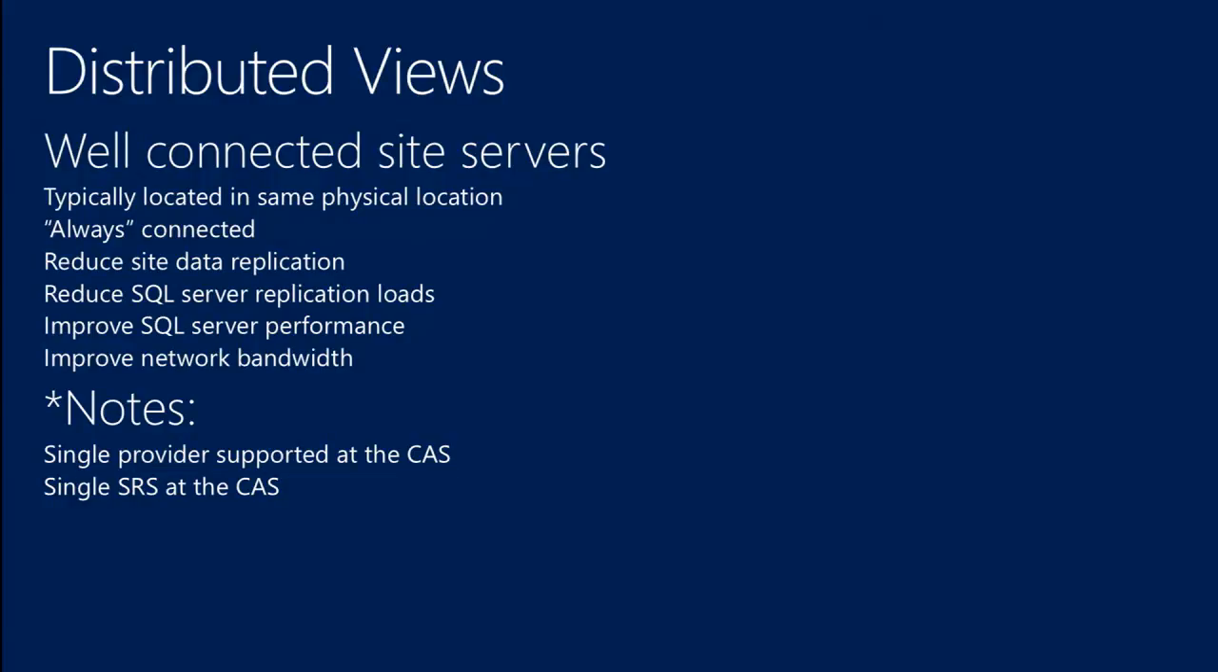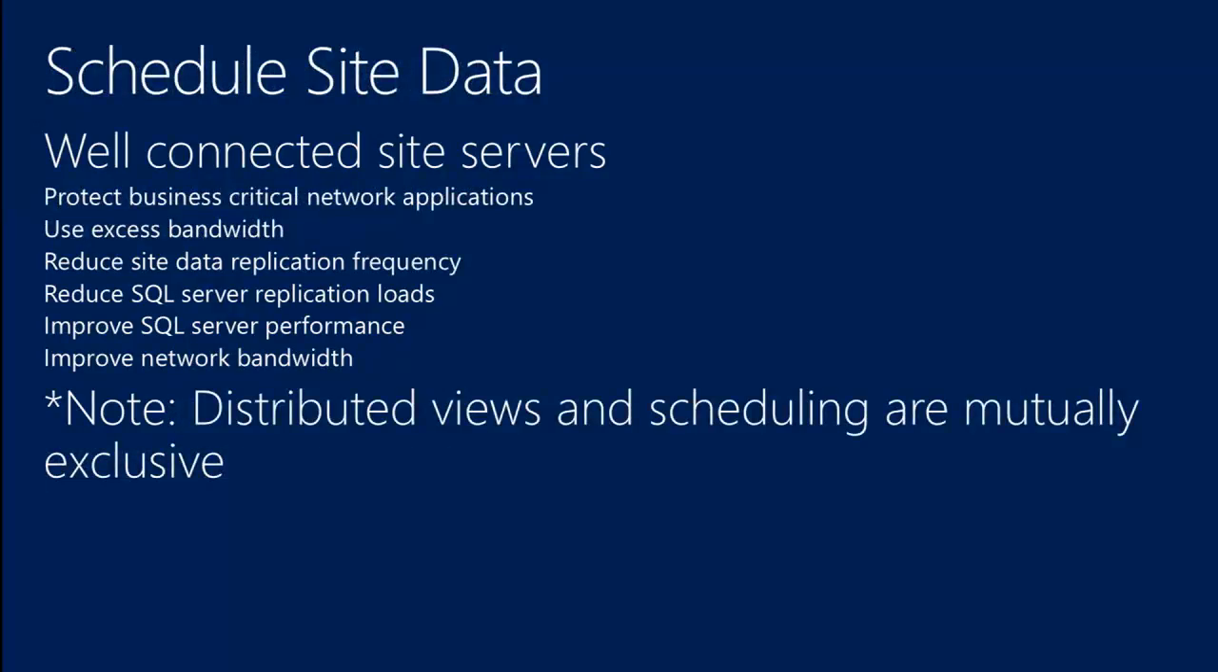So it goes without saying that you should have fantastic connectivity between your primary sites and your CAS in order to support distributed views. It definitely will improve the SQL Server performance and your use of network bandwidth, but it does have some caveats in that you can only have a single SRS, that's the reporting service, on the CAS, and you can only have a single provider on the CAS, and we also don't support clusters. So that's one of those things where, for a very small environment where you're hosting everything inside of a single data center, you can take advantage of the DView.